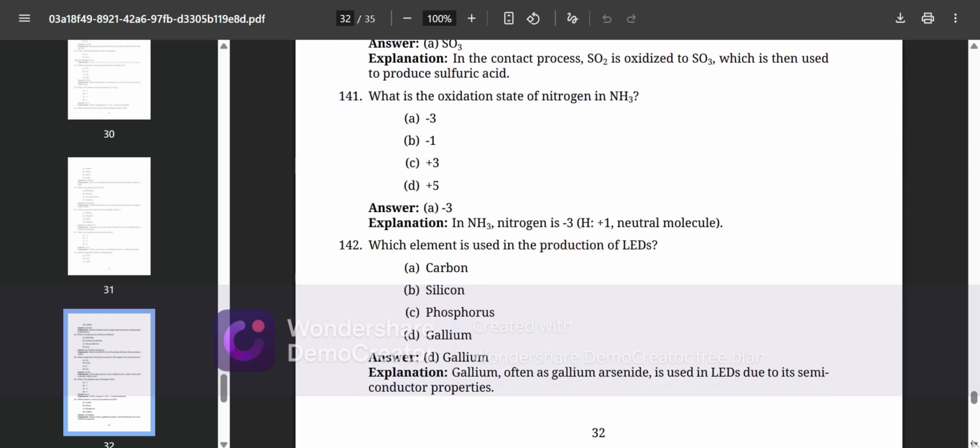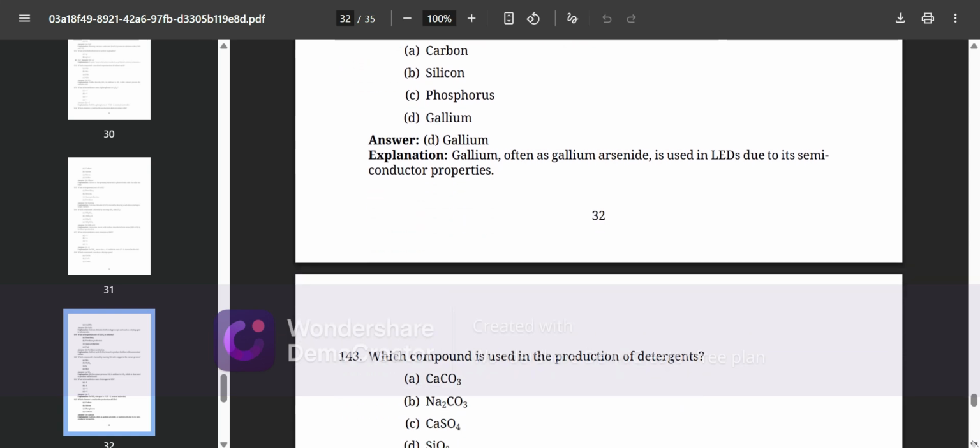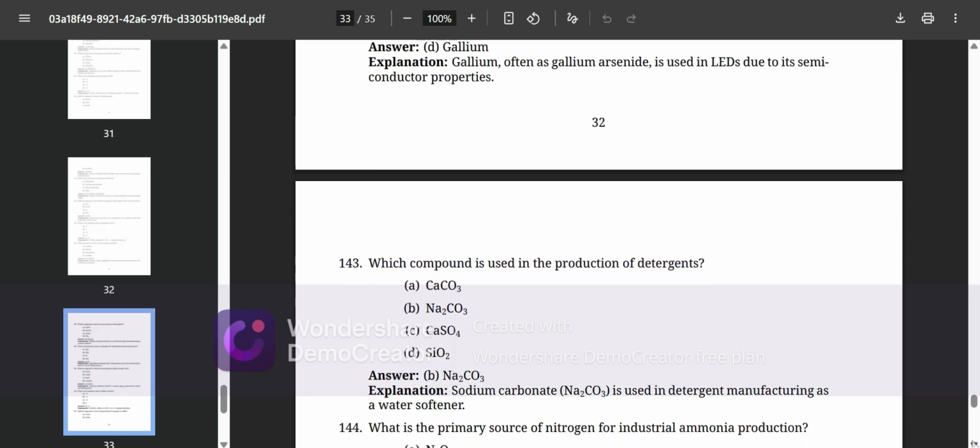What is the oxidation state of nitrogen in NH3? Minus 3. In NH3, nitrogen is minus 3. Hydrogen is equal to plus 1, neutral molecule. Which element is used in the production of LEDs? Gallium, often as gallium arsenide, is used in LEDs due to its semiconductor properties.